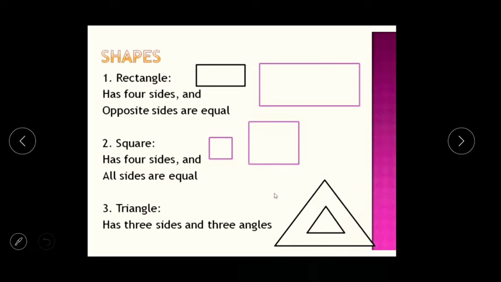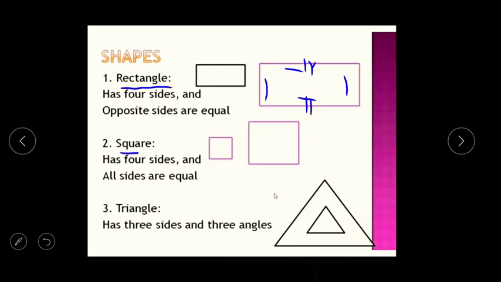Next we have shapes. We have already discussed these particular shapes in the lower standards. First is the rectangle. A rectangle has 1, 2, 3 and 4 sides, and in a rectangle the opposite sides are always the same. Okay?